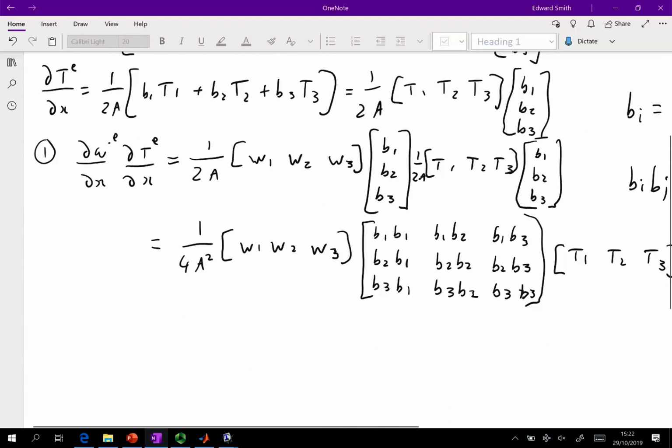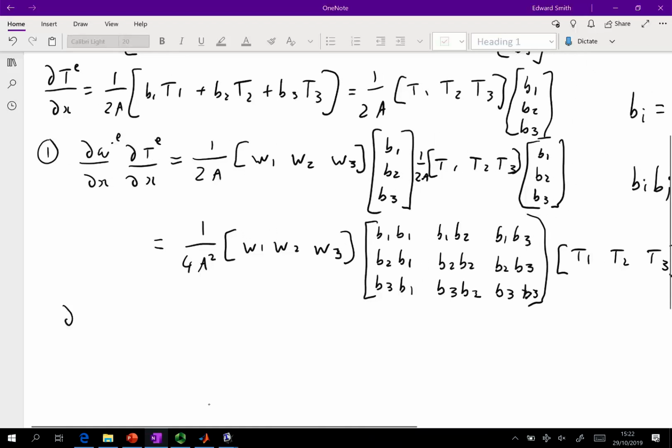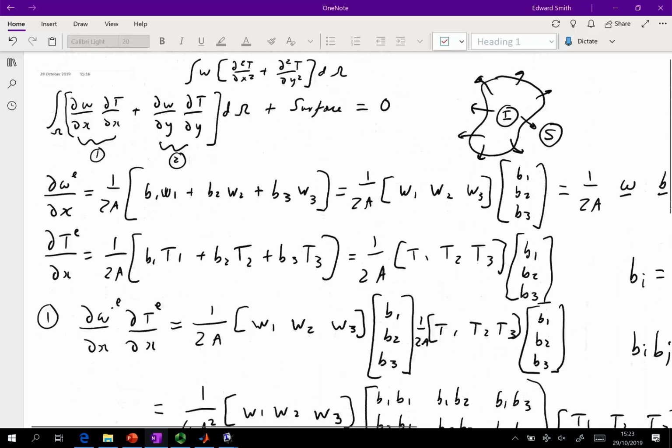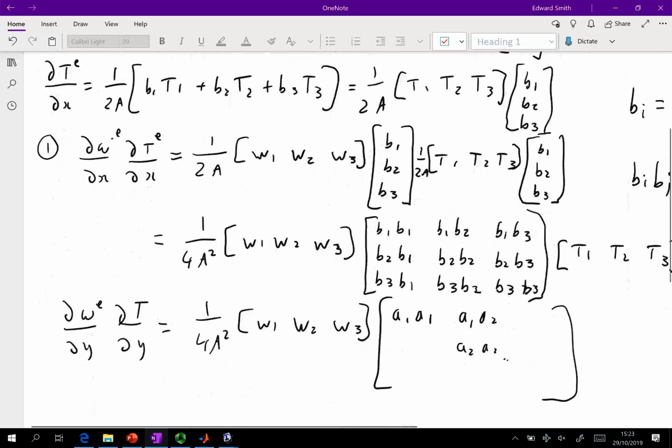So now we have this expression here. Now the process for d omega dy, dt dy proceeds in exactly the same way. We end up with exactly the same set of expressions, but this matrix now is A1, A1, A1, A2, A2, A2, and so on. And you can see this because the derivatives with respect to y of omega and t gave us the coefficients in terms of y.